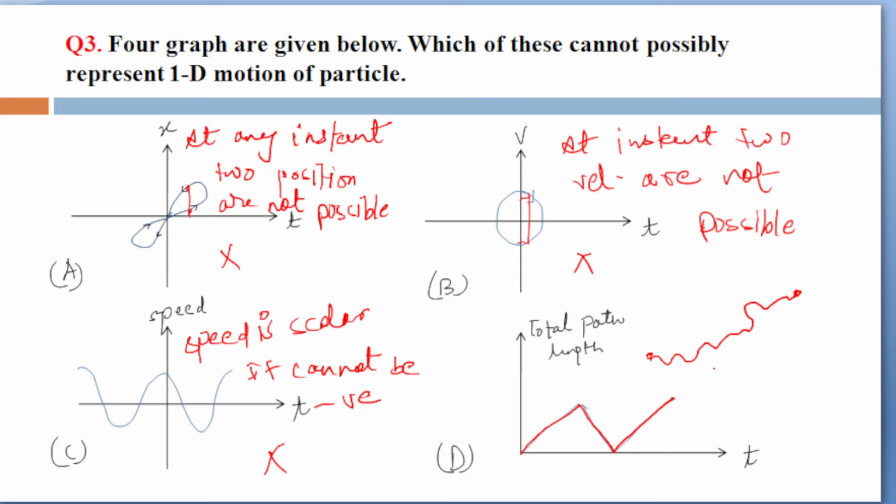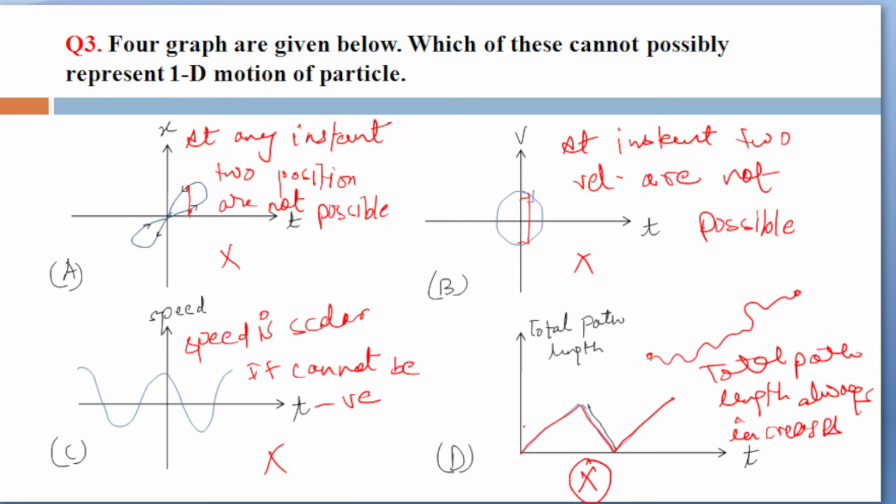Total path length always increases, but in this diagram we can see that it decreases from here to here, so it is also incorrect. None follow the 1D motion.